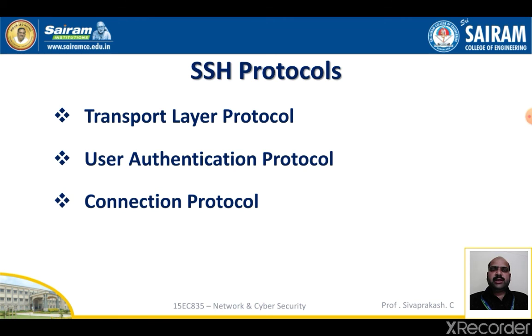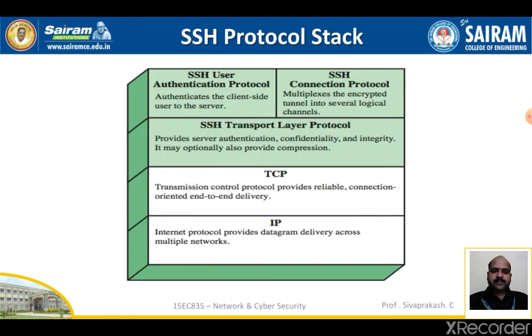Let us see the SSH protocol stack. There are three protocols. The SSH transport layer protocol provides server authentication, confidentiality, and integrity, and it may optionally provide compression. The second one, the SSH user authentication protocol, authenticates the client-side user to the server. And the third one, the SSH connection protocol, multiplexes the encrypted tunnel into several logical channels. This SSH runs on top of TCP.